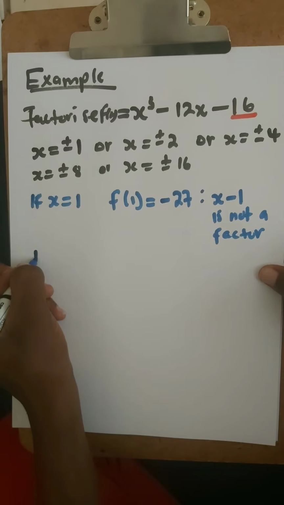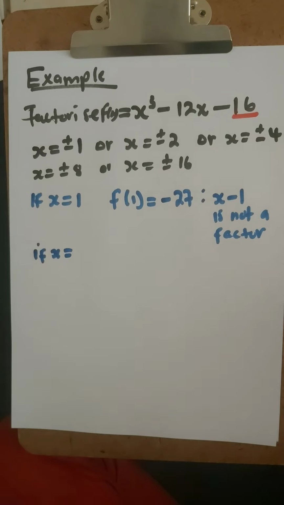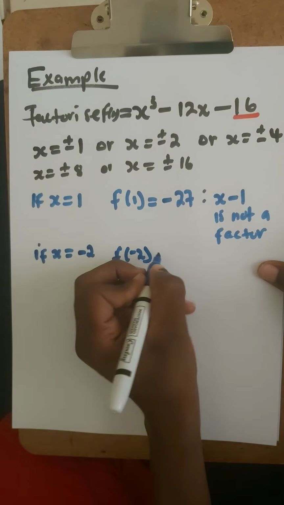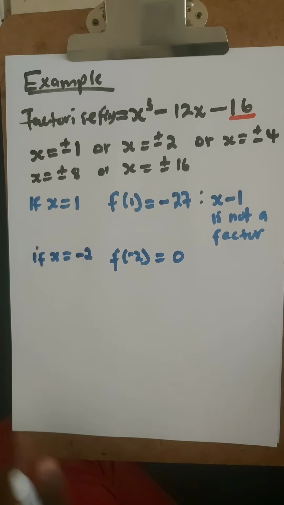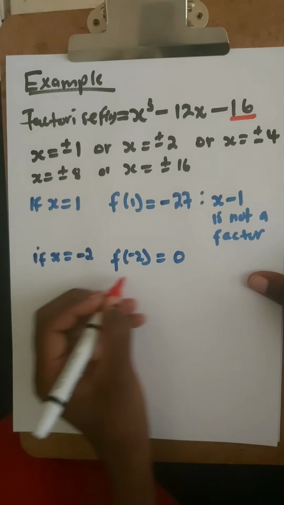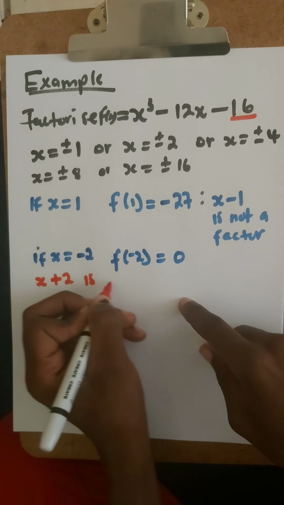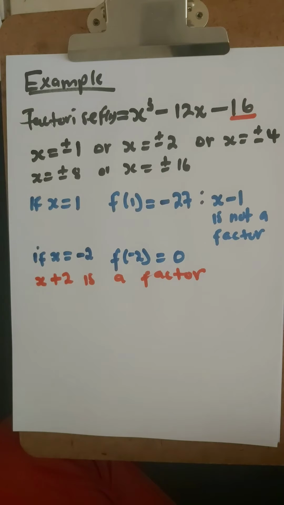So let me just pick randomly. Let me take x equal to minus 2. You realize if I substitute minus 2, I get 0. So when I get 0, we know that x plus 2 is a factor.